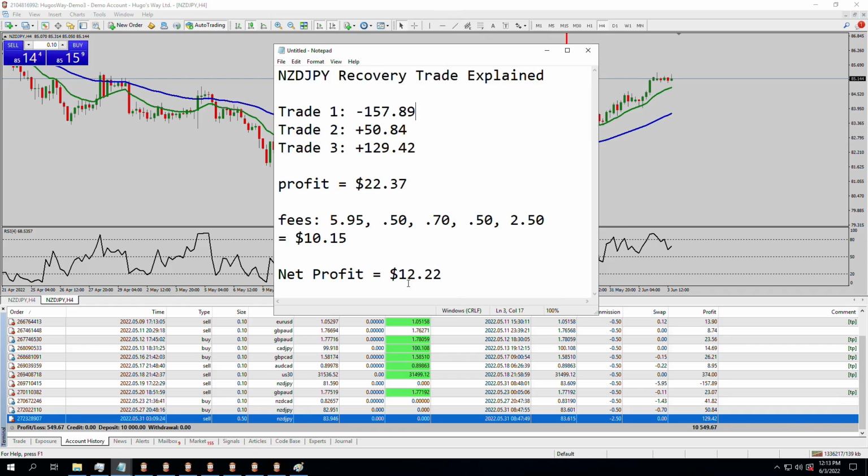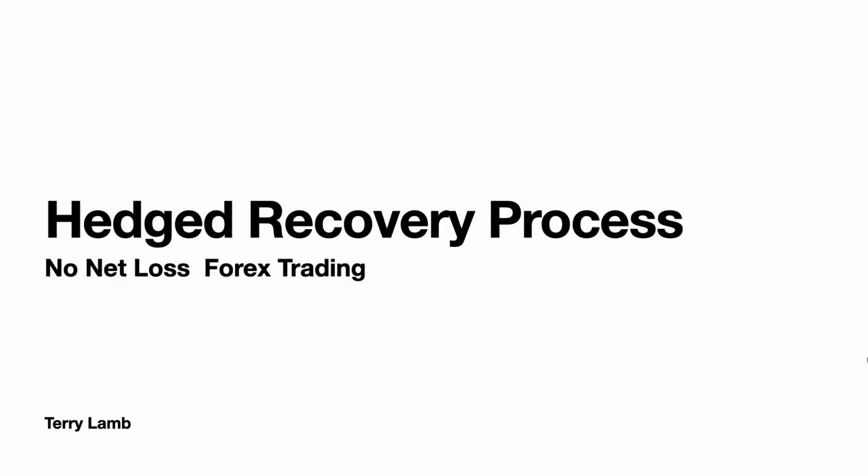Now, let's go look at some screenshots, and I'll show you more of what my thinking was because it's a very unique process that I use, and I'll be able to explain it better if we look at screenshots. So here we are, the hedged recovery process, no net loss Forex trading.